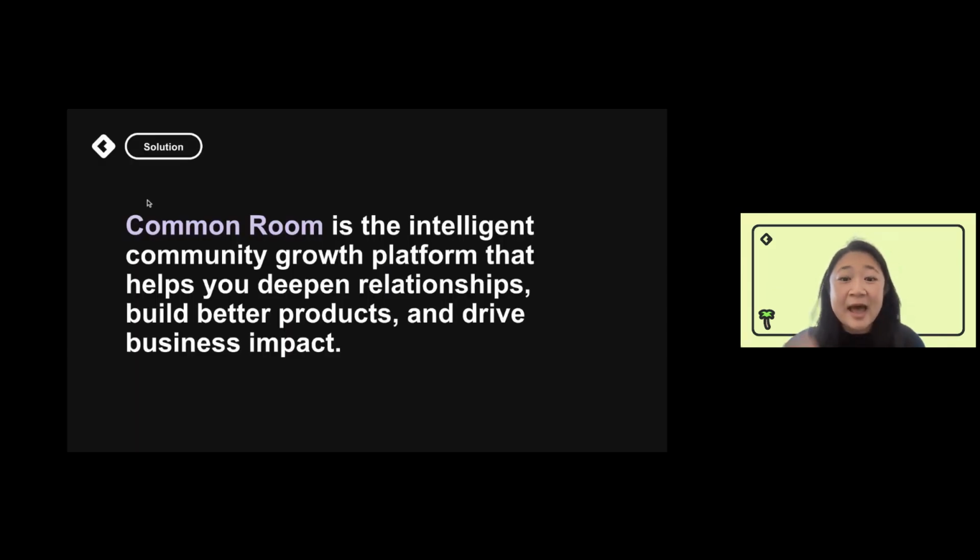As I mentioned, Common Room is an intelligent community growth platform. We help companies achieve product led growth by harnessing the power of their communities. We help you deepen your relationships with your users. We help you build better products by learning faster from your users. And ultimately, we help you drive business impact for your organization as well as for your users at large.